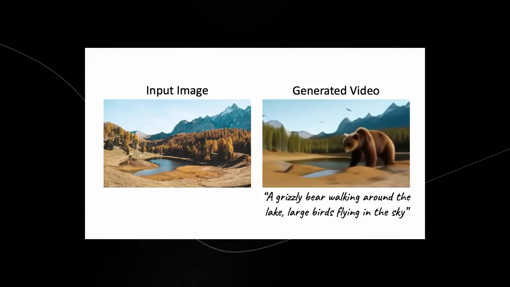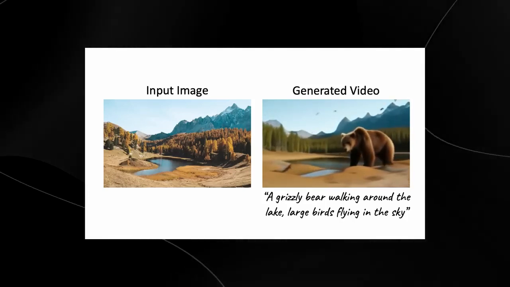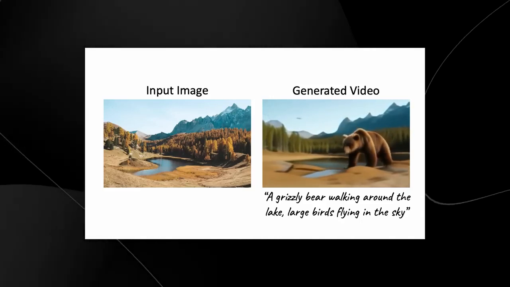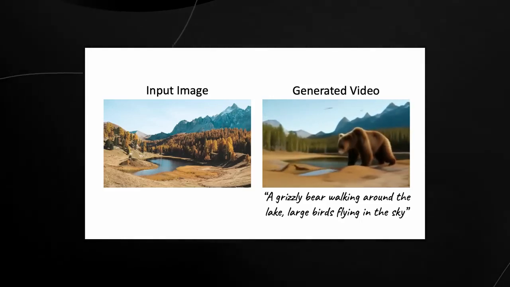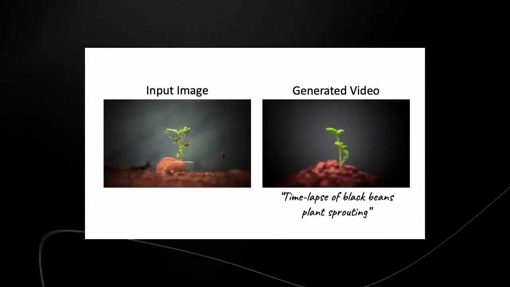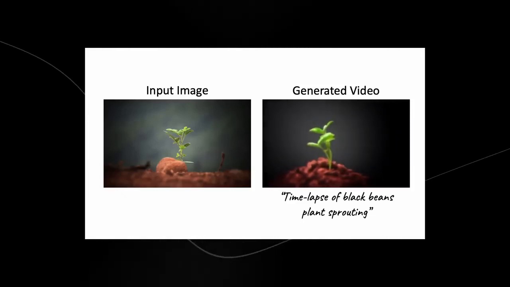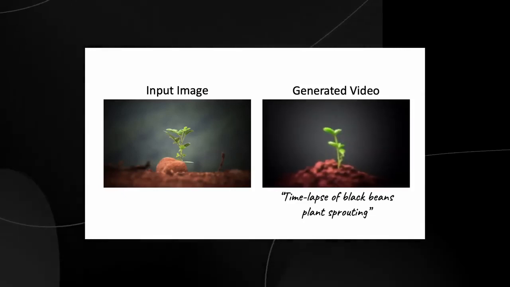I mean, just take a look at this one right here. A grizzly bear walking around the lake, large birds flying around in the sky. And I mean, we can see that grizzly bear moving in the environment, and it definitely looks real. I mean, when it comes to generated videos like this, it's truly incredible. And this one right here is one of my favorites. It's a time lapse of black beans plants sprouting.